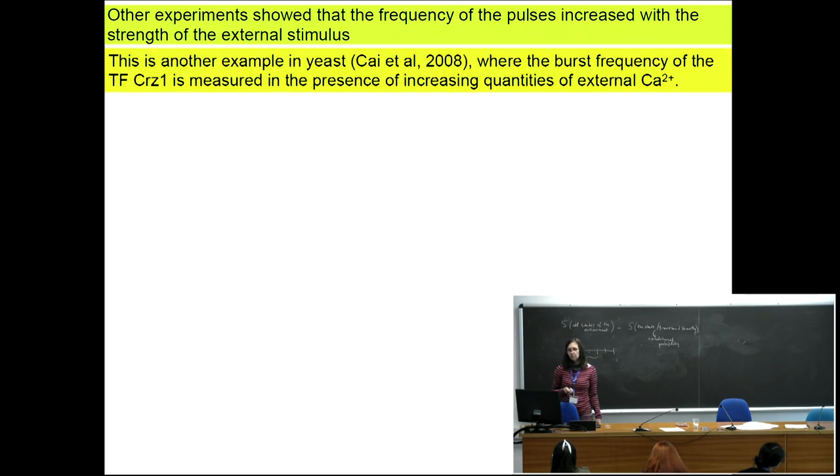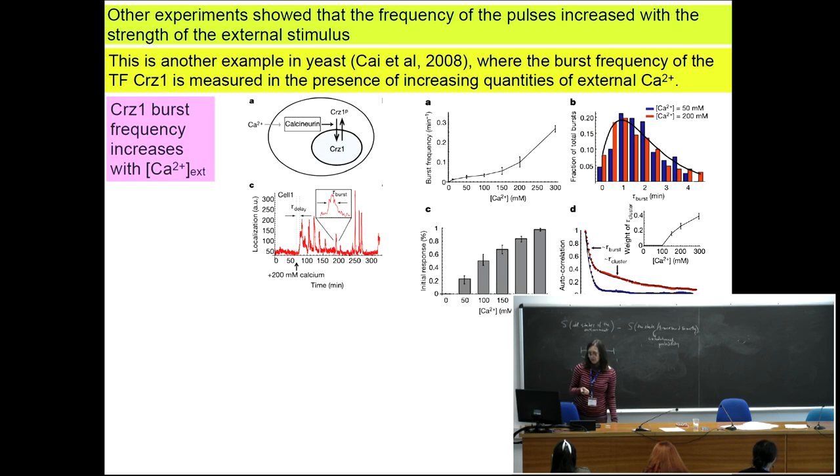And furthermore, in some other experiments, another example of yeast, Crz1 is a transcription factor that enters the nucleus in a pulsatile way in the presence of external calcium. And what you see is that in the experiment, you vary the concentration of external calcium and you look at the burst frequency, and you see that it varies with the concentration. So in some way, you are encoding the concentration of the external effector in the frequency of the nuclear fraction of the transcription factor.